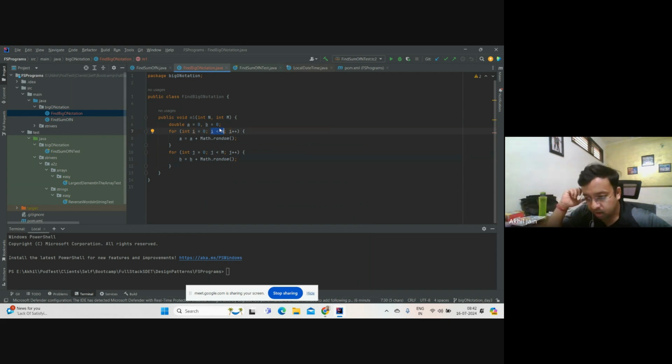If it would be 10, it would be running 10 times. If it is 1 million, it will be running 1 million times, right? So it means that it is following that linear graph of the Big O notation. So you can consider this to have the complexity of n. The number of operations which you are doing is n.